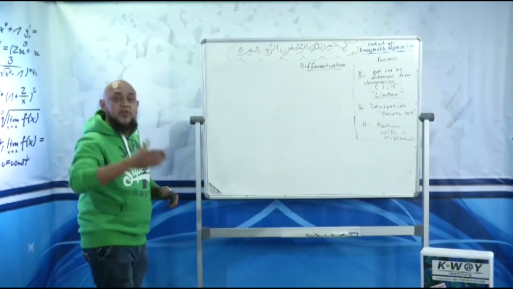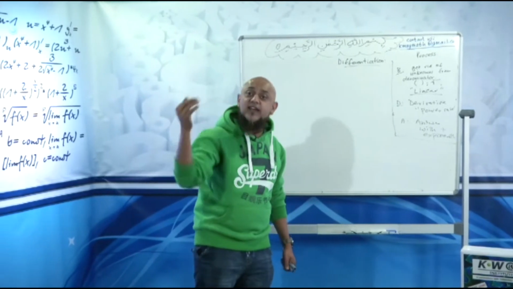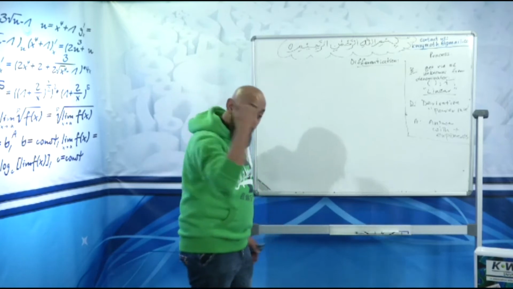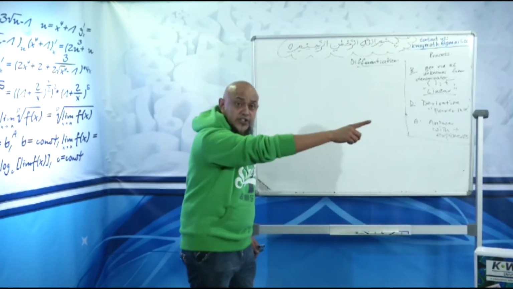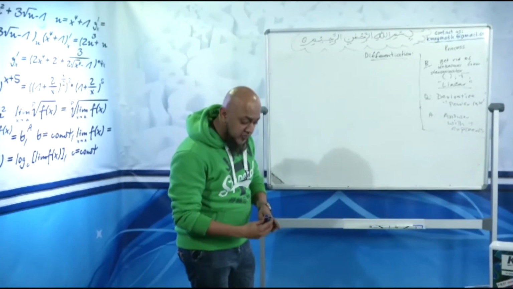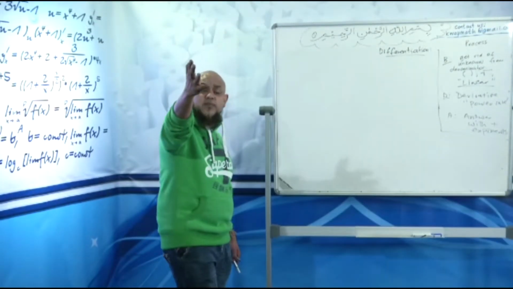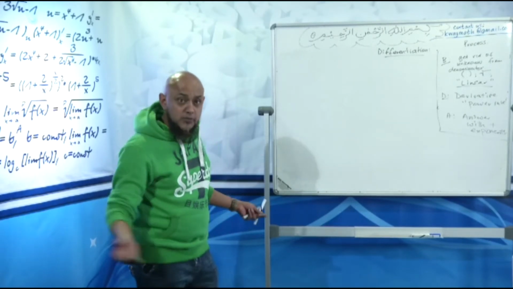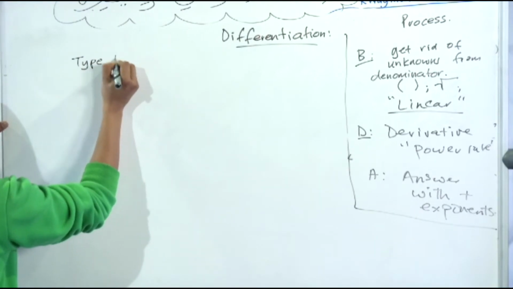So before differentiation, get it linear, get rid of brackets, get rid of surd signs, get rid of unknowns from the denominator, bring it up to the top, get it all in a straight line. Once you've got it all in a straight line, now you find the derivative for each one of them. Make sure in your final answer that the answer is with positive exponents. So let's start with various types. I'm going to do about 4 examples of differentiation. If you can do these 4, you can do them all. So let's start with type number 1.